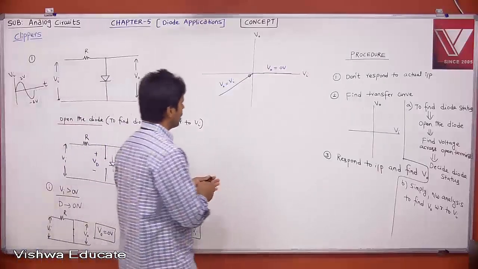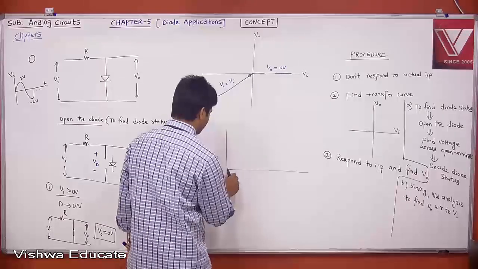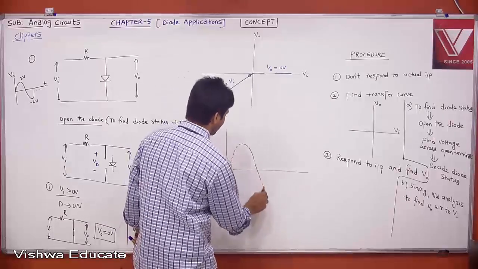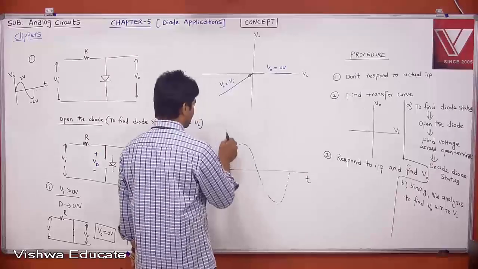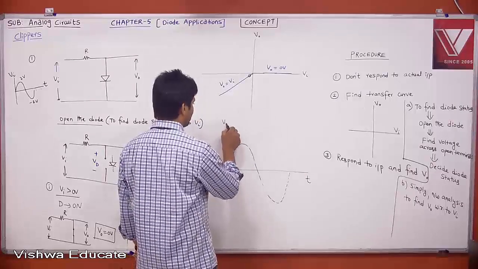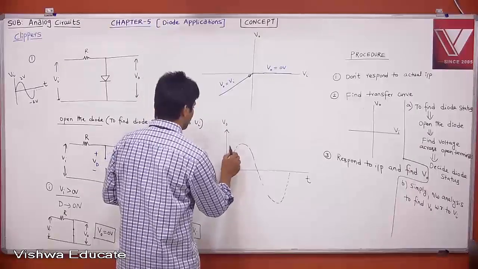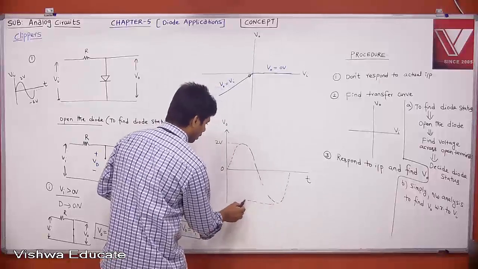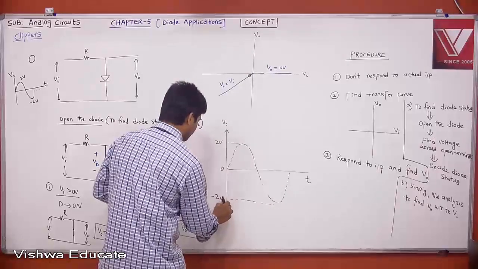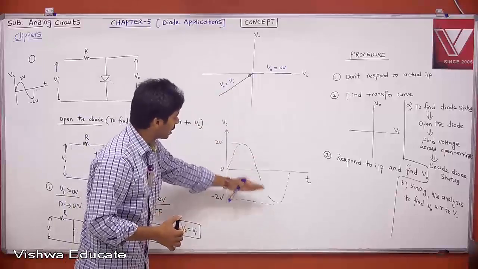Now come back. If I respond, what is your input? Your input is a sine wave. When the input is a sine wave, continuously the same sine wave is continued. Now we want to find what your V0 is. Tell me, this is 0 and this is your 2 volt, right? This is 2 volt and this is your minus 2 volt. Now I think you can segregate, right? This is the positive value, this is the negative value.